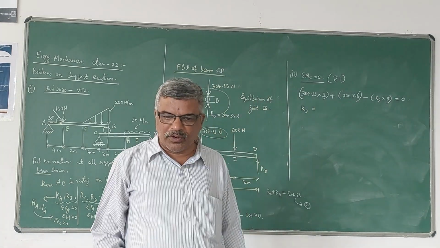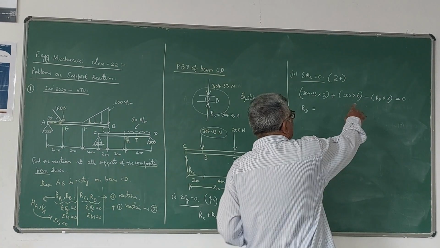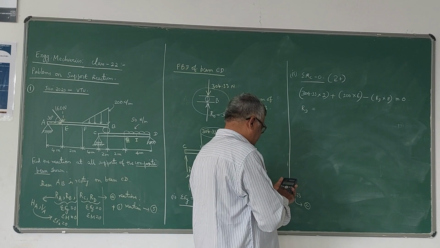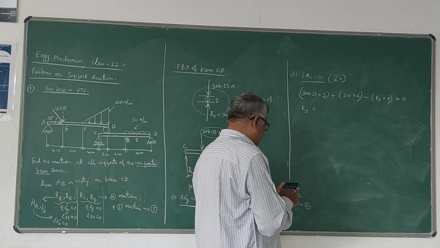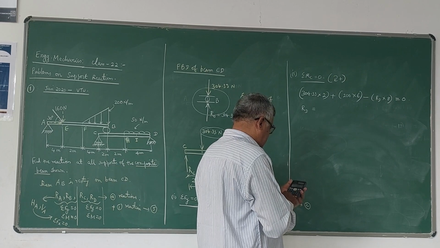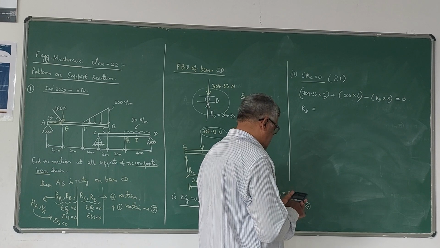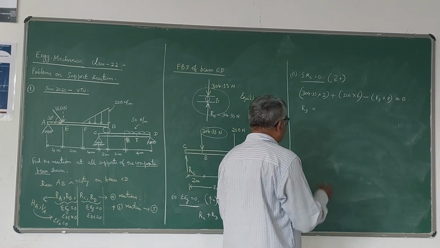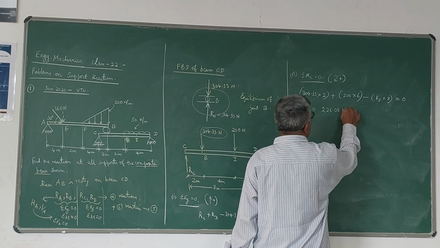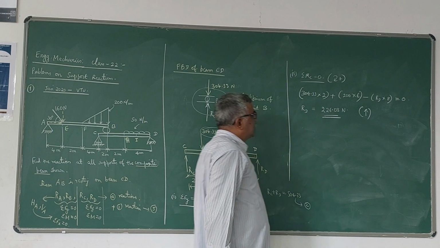So RD is equal to, if you bring RD to that side, it becomes positive, 304.33 into 2 plus 1200 divided by 8. So the answer is 226.08 Newton. You are getting a positive value, that means the assumed direction of RD is correct.